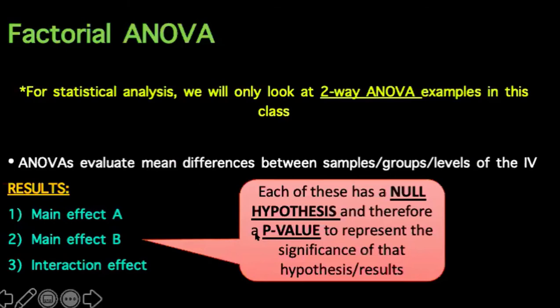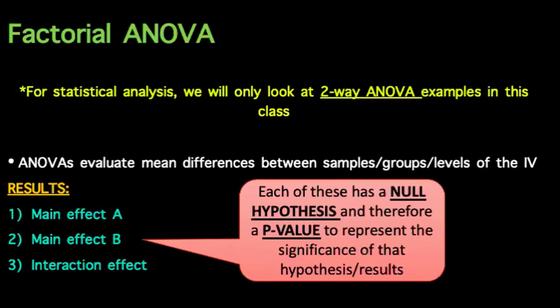Similar to a one-way ANOVA, we're basically just looking at mean differences between groups. But in a one-way ANOVA we have one main effect, and in a two-way ANOVA, because we have two independent variables, we have main results related to those independent variables. So let's say independent variable A is going to have a main effect.